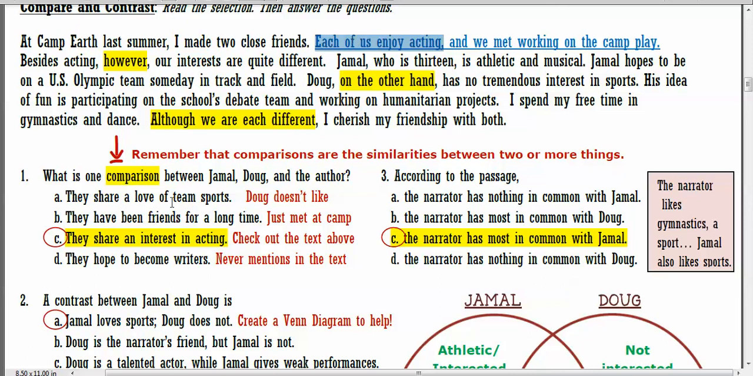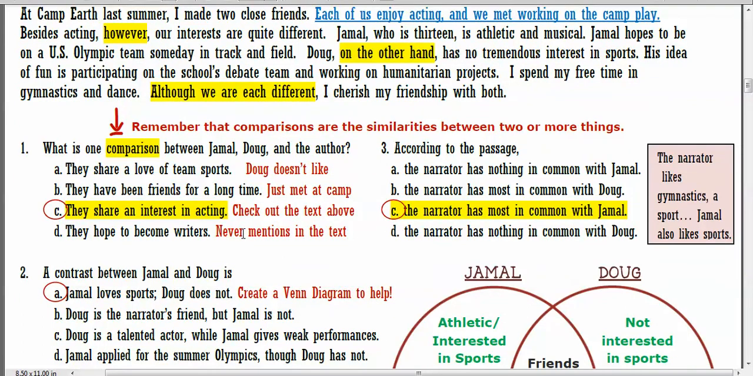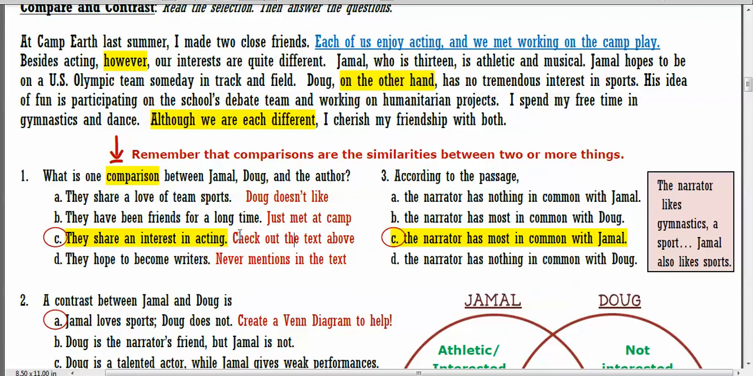This tells us that what the three of them have in common is that they all enjoy acting. Looking at A, Doug doesn't like sports, so A can't be it because they don't all share it. They just met at camp, so they can't be friends for a long period of time. And where it says they hope to become writers, it never even mentions that in the text. That's one way to trick you as a reader: they may put in an answer choice that isn't even there. Always go back to your text to check.